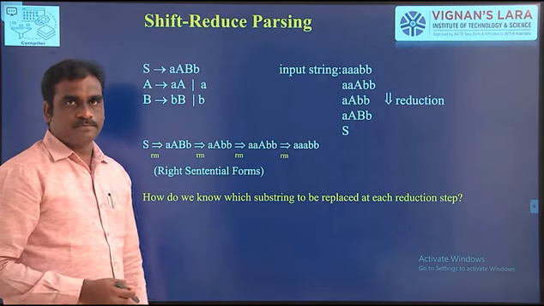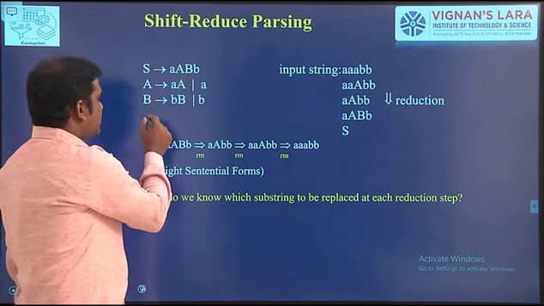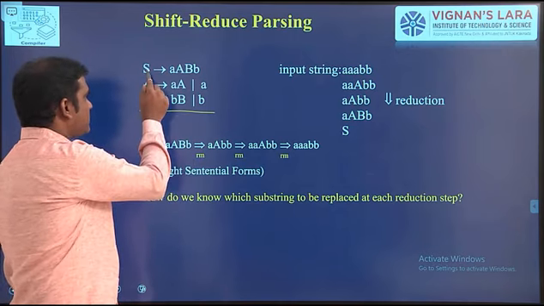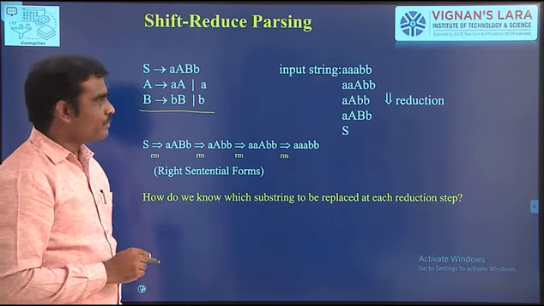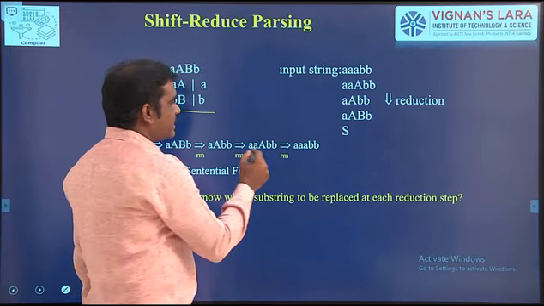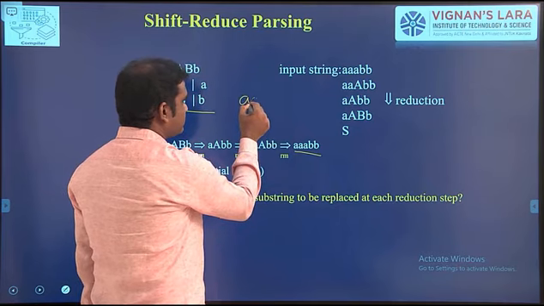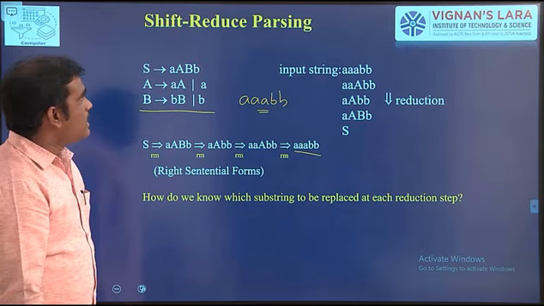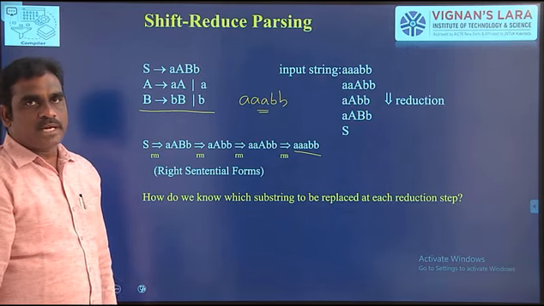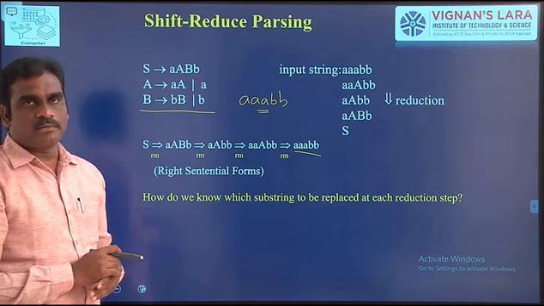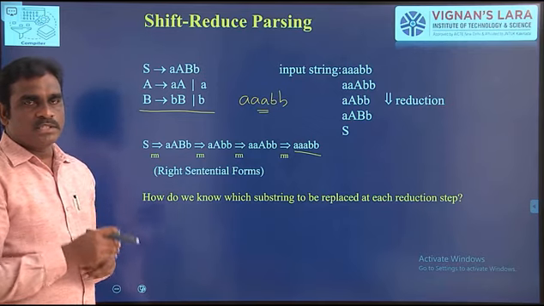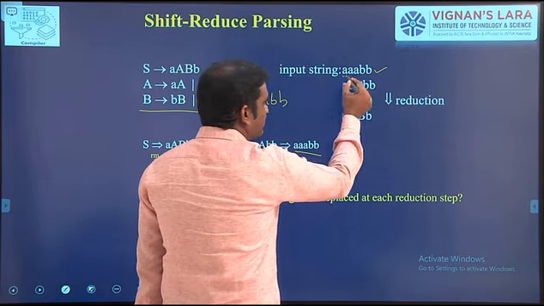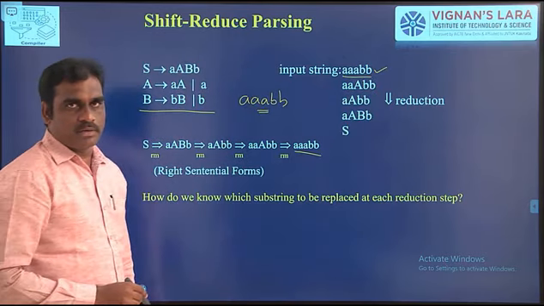So this is the example. Suppose this is the given grammar. The given grammar contains a total of 3 non-terminal symbols: S, A, B. And I want to derive the input string, triple A, double B. This is the input string. So the shift reduce parser starts with the input string and moves towards the starting symbol of the grammar, like this. Here the input string is triple A, double B.